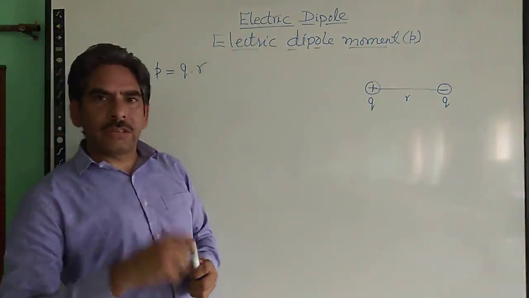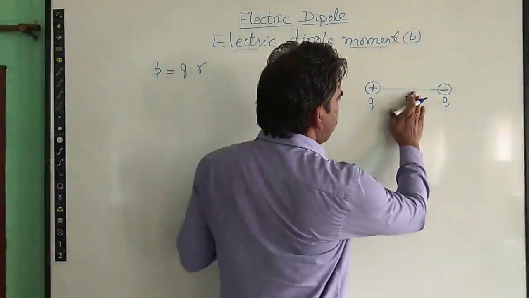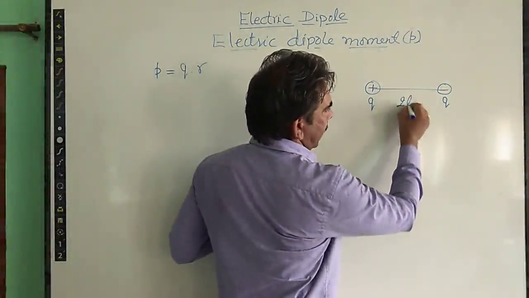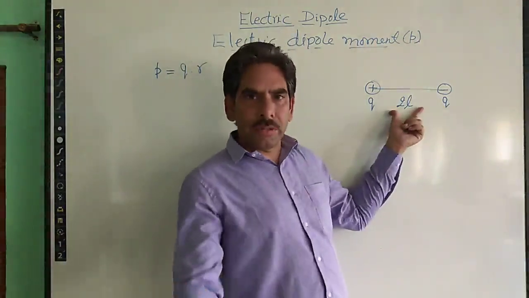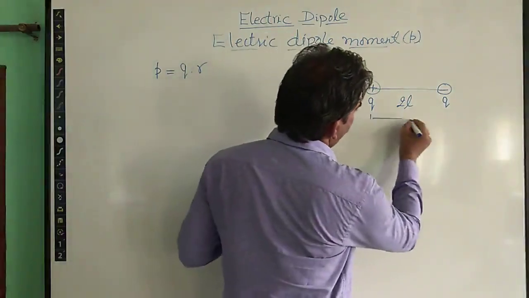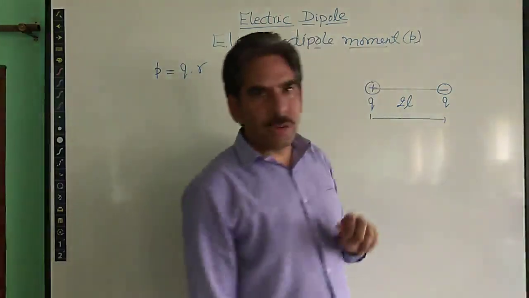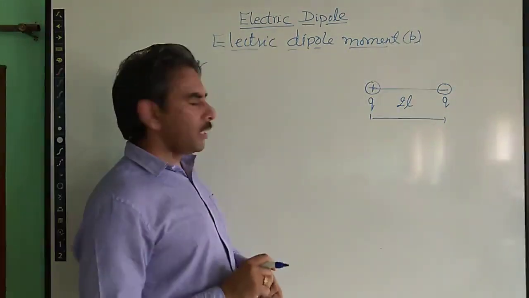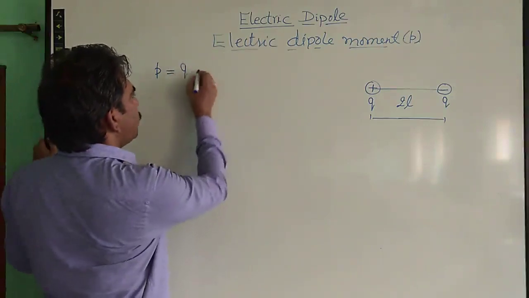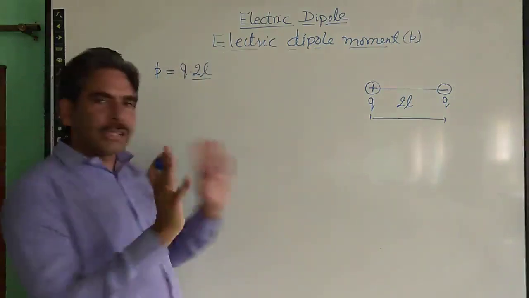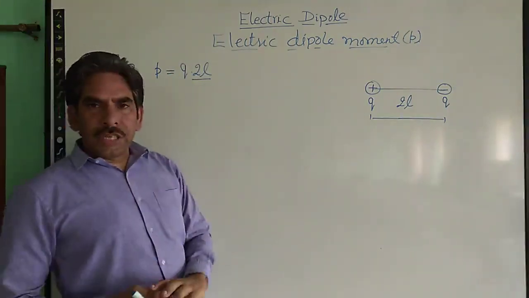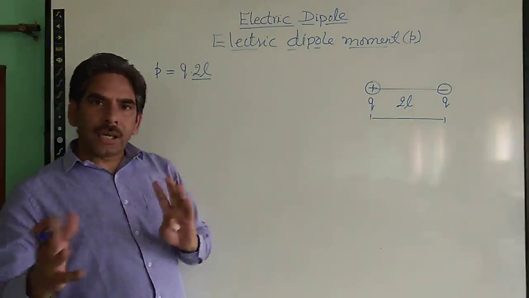For convenience of calculation, we take the length of the dipole, or separation between two charges of an electric dipole, as twice L, or twice r, whatever, or twice a. So this is the length of the dipole which we take for our mathematical consideration to make the calculation easy. So here the electric dipole moment is represented as q into 2L. So 2L is nothing but the length of the dipole, or separation between two charges of an electric dipole, and q is the magnitude or quantity of charge possessed by either of the two charges.